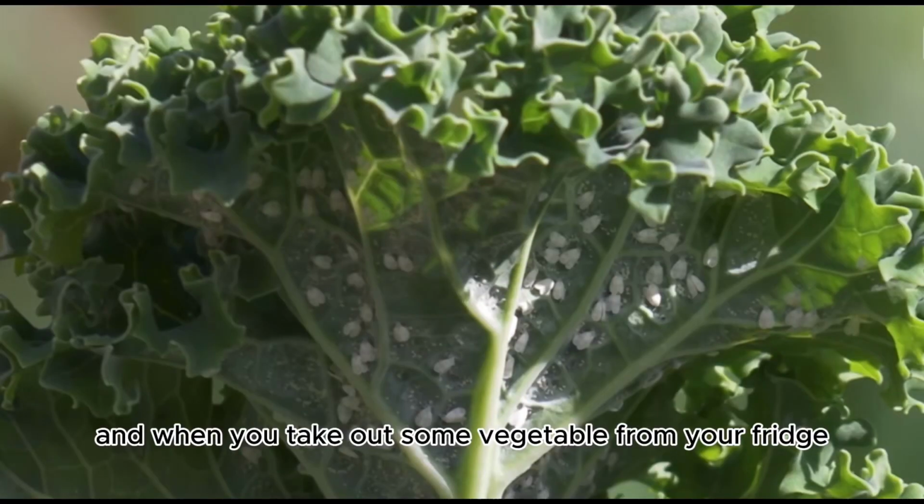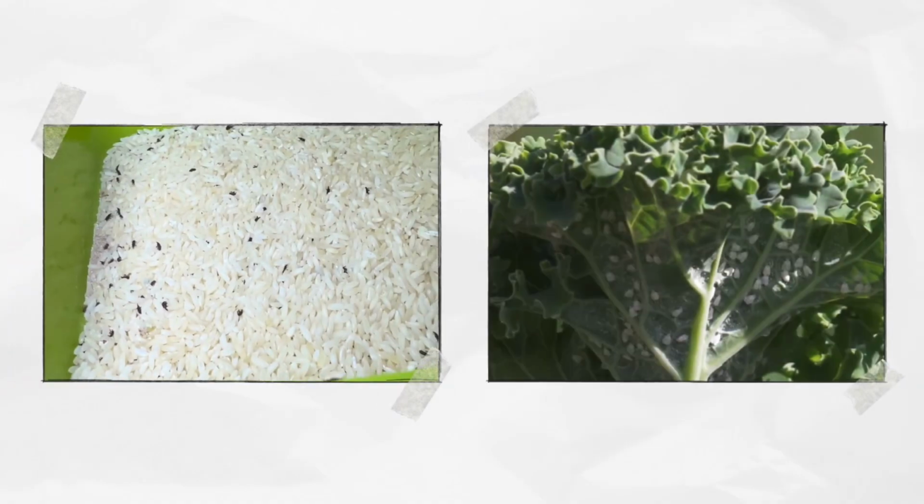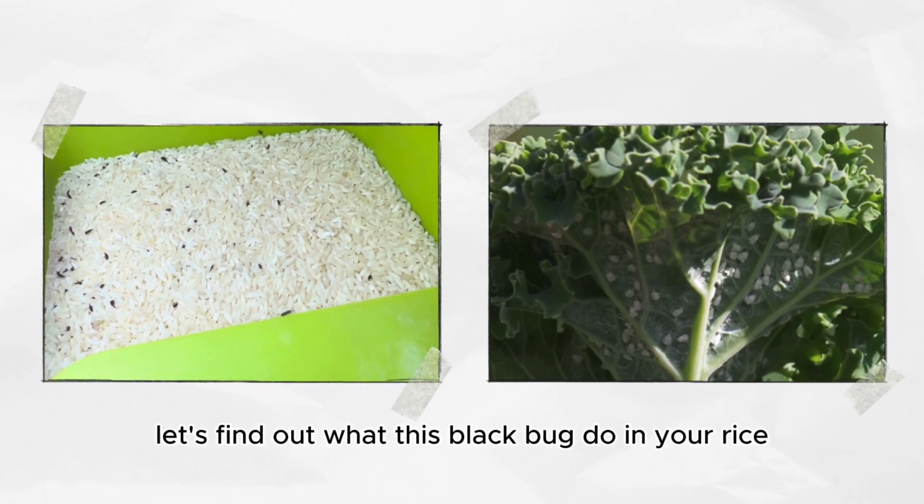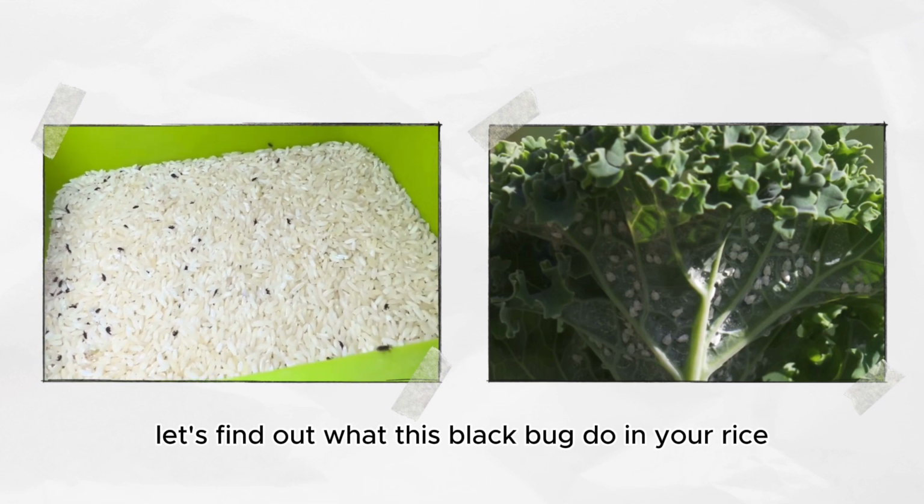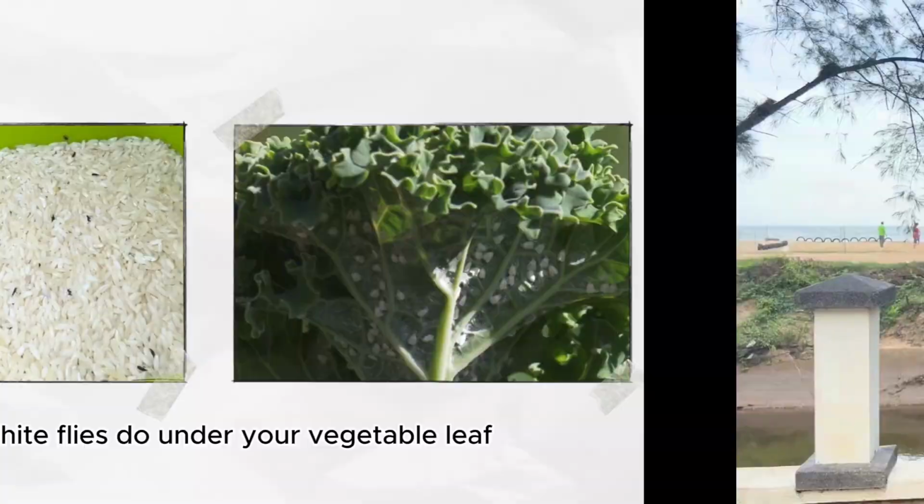And when you take some vegetables out of your fridge and look under their leaves, there are white flies like this under the vegetable leaf. So it must be kind of creepy, right? Let's find out what this black bug does in your rice and what white flies do under your vegetable leaf.